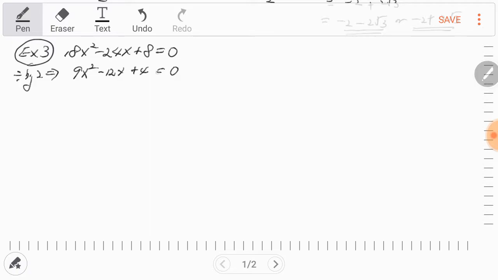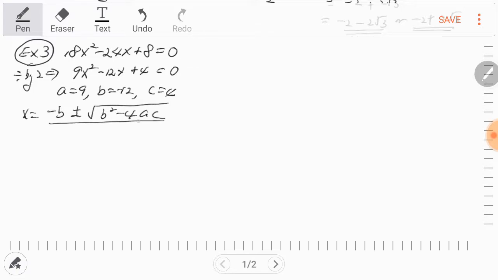Alright, from here we can set a equals 9, b equals negative 12, and c is equal to 4. So let's use the quadratic formula. Quadratic formula is again what? Negative b plus or minus square root of b squared minus 4ac over 2a.